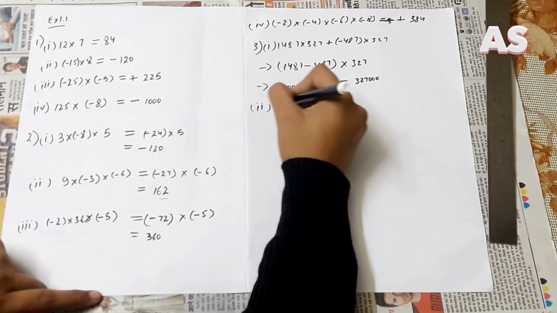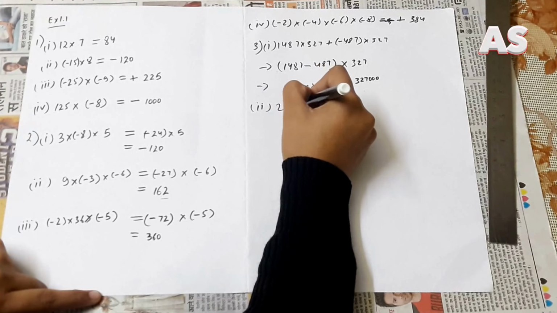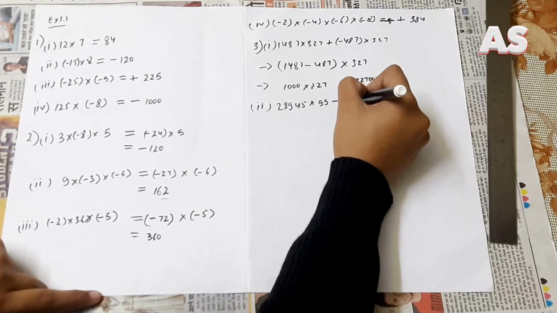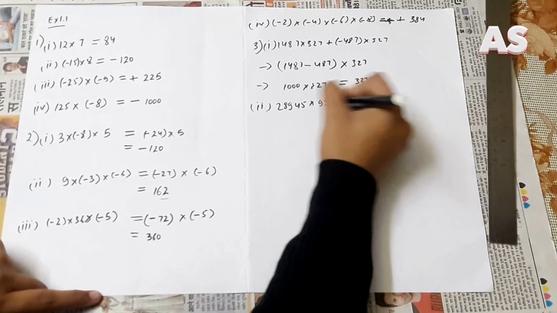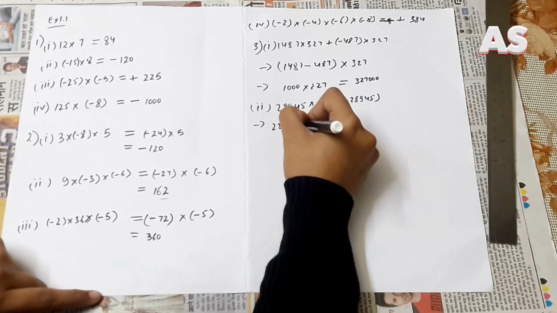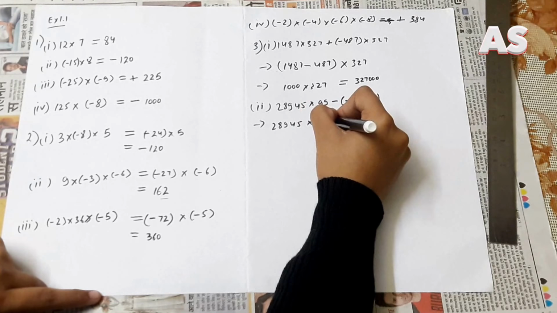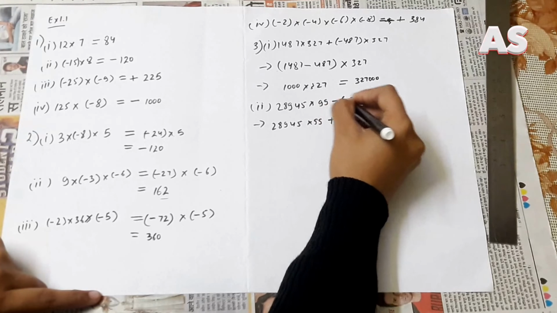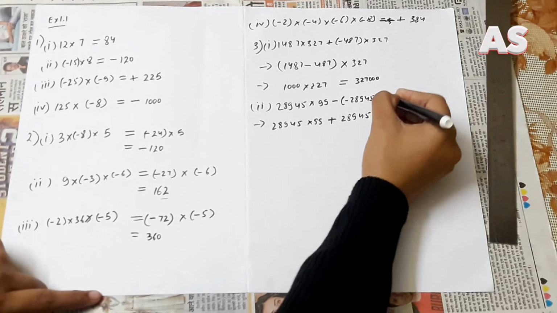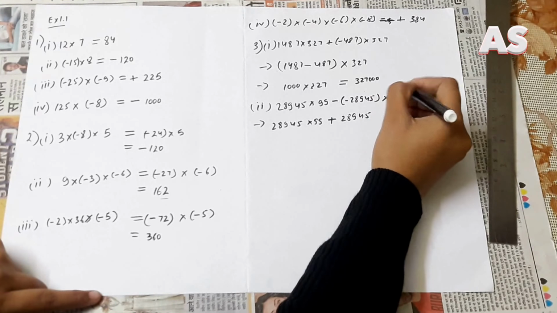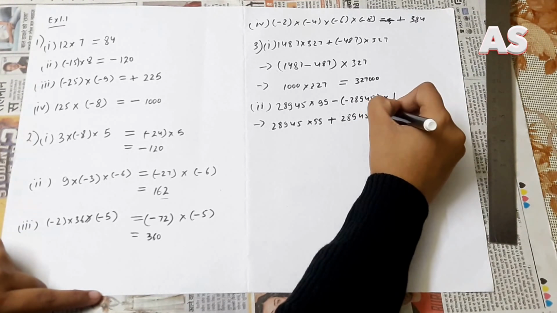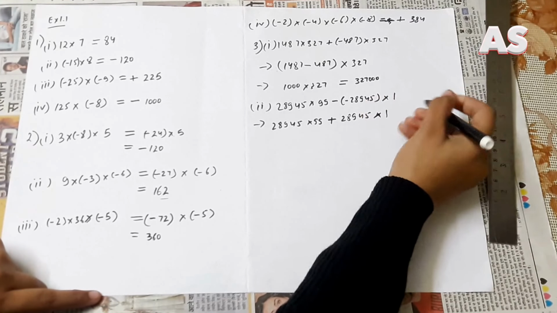Second part, 28945 into 99 minus 28945. So it's 28945 into 99 plus, because it's minus and minus, so minus minus is plus, 28945. Now if you write over here into 1, it would be the same thing as minus 28945. So we will write minus into 1 here also.